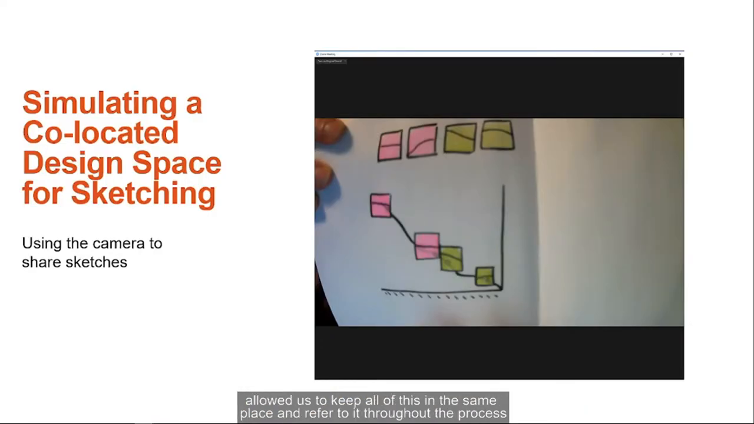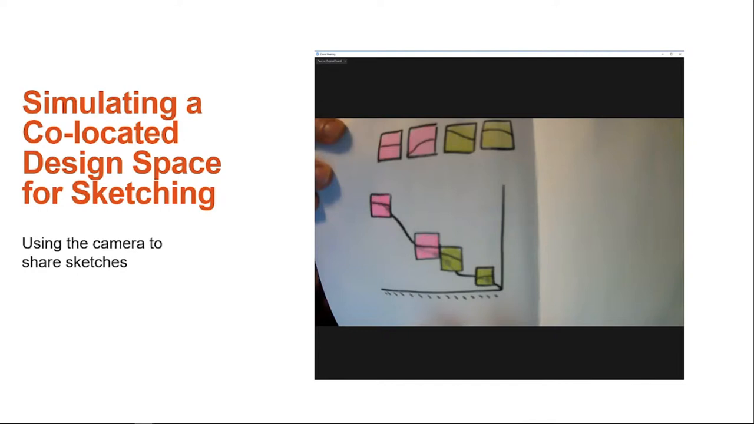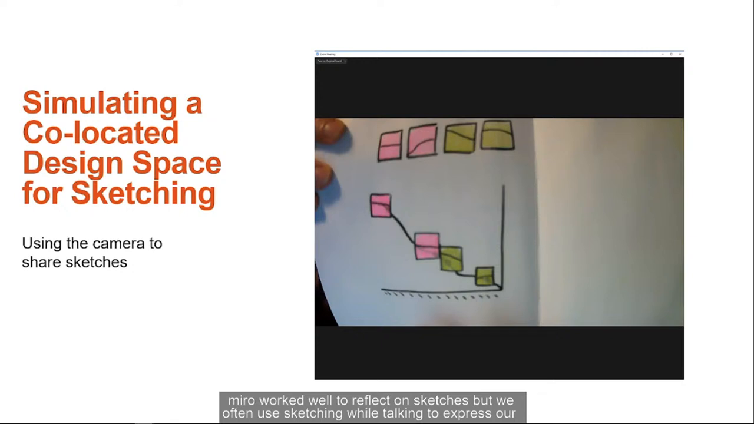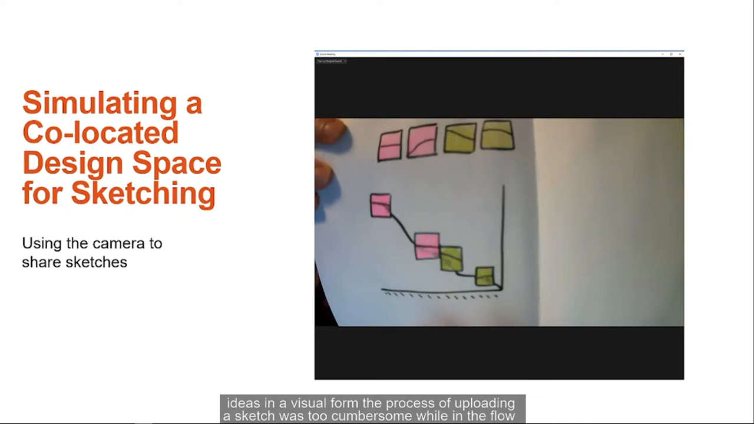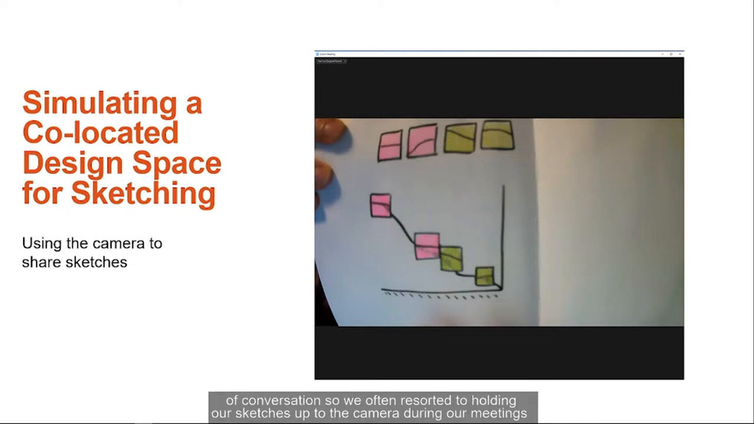Miro worked well to reflect on sketches, but we often use sketching while talking to express our ideas in a visual form. The process of uploading a sketch was too cumbersome while in the flow of conversation, so we often resorted to holding our sketches up to the camera during our meetings. Furthermore, we sometimes use the narrated unfolding of a sketch to share ideas.